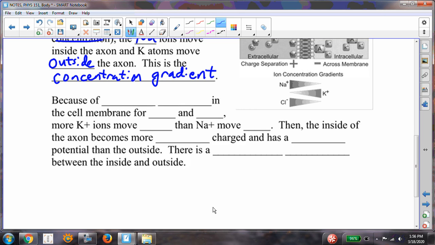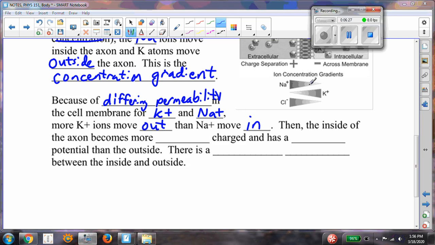And then also, because of differing permeability in the cell membrane for both the potassium and the sodium cations, more potassium ions move out than sodium ions move in. So I got all these potassium ions moving out, and then I don't have as many of the sodium ions moving in.